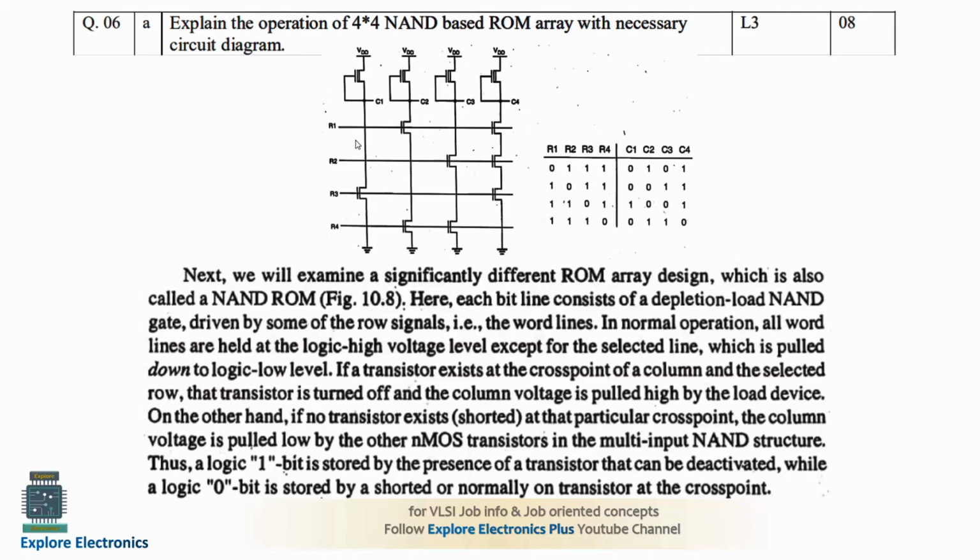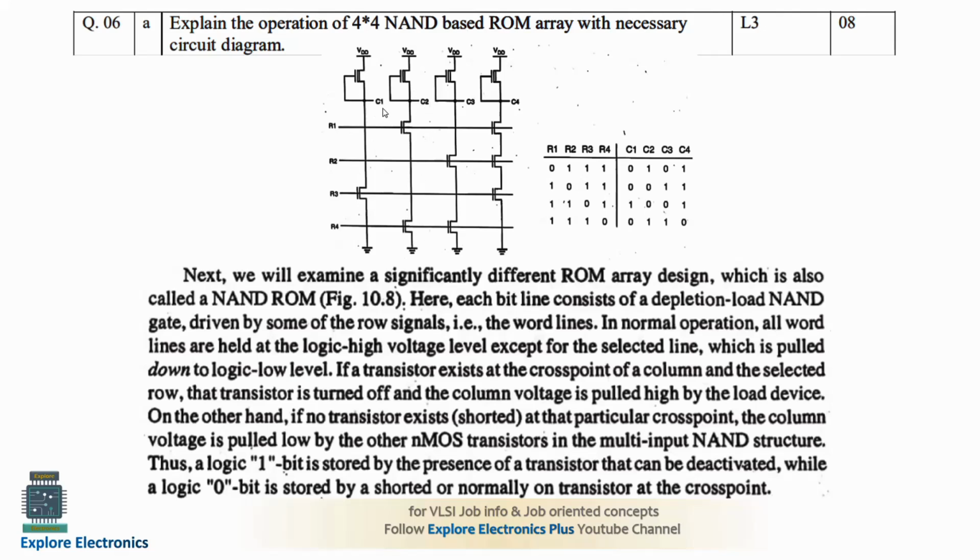Suppose R1 is equal to 0. What happens? This transistor will be off and this transistor will be off. In the second column, C2, we can see this transistor is already off, R1 is on, this transistor is on. Even if this transistor is on, because R1 is 0, C2 will be set to a high value. So that is how this logic works. Depending on R1, we need to see what the other transistor is which is responsible for C2.